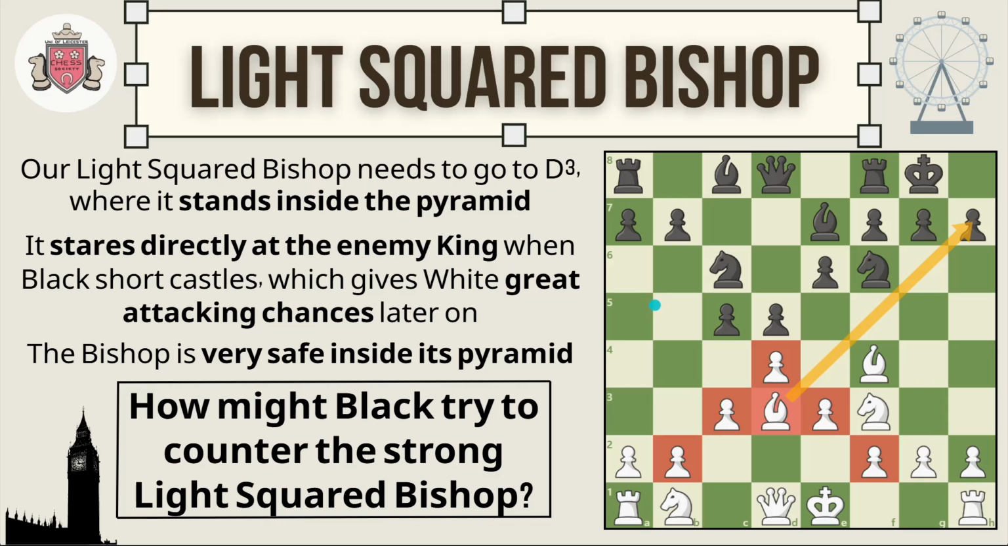So, just to recap, essentially, the light square bishop is one of the most important pieces in this attack. And its goal is to try and aid all of your other pieces towards the king side.